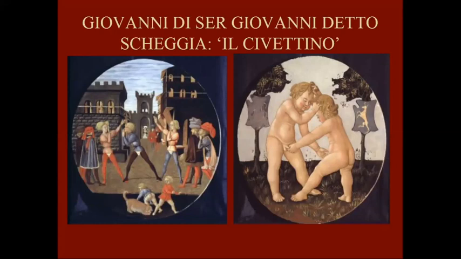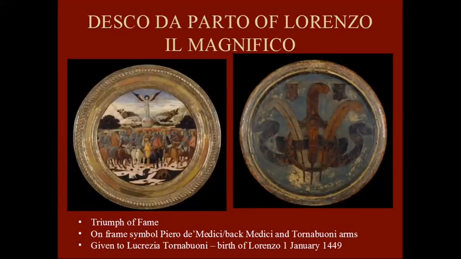Now, I also, like I said before, we have this of Lorenzo the Magnificent. This is the Desco da Parto of Lorenzo the Magnificent, where on one side you have the triumph of fame. He was born on the 1st of January, 1449. And even then they knew he was being groomed by Cosimo because Piero, his dad, really wasn't sort of all there. And on the back side, we have the Medici and the Tornabuoni coat of arms. Now this was given to Lucrezia Tornabuoni upon the birth of Lorenzo, and we still have this. So these are the types of things that were given to celebrate birth, sort of a medal of honor in certain cases.